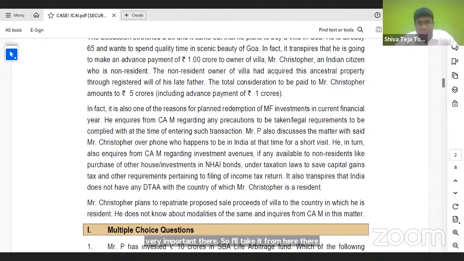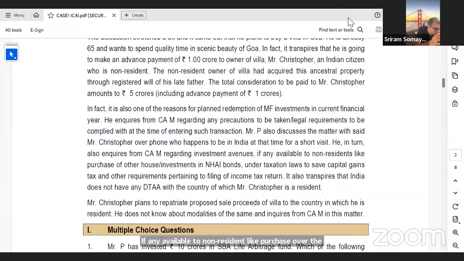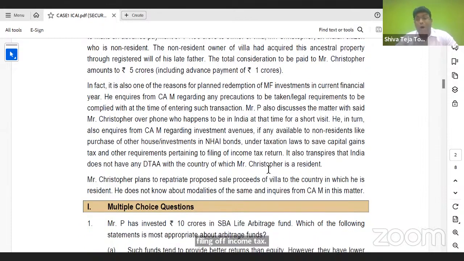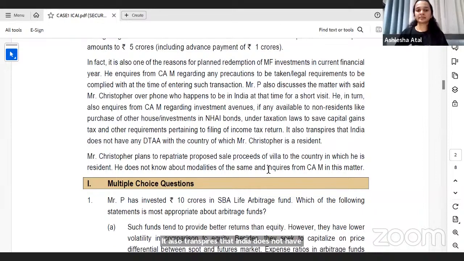He in turn also inquires from CAM regarding investment avenues, if any available to a non-resident, like purchase of a house, investment in NHI bonds. The moment you look at purchase of a house, he basically sold some mutual funds and is going to put that money in purchase of a house and also in purchase of NHI bonds. Your capital gain exemption should immediately strike your brain. That's very important. Under taxation laws, to save capital gains tax and also requirements pertaining to filing of income tax return. It also transpires that India does not have DTAA with the country of Mr. Christopher, who is a resident of that particular country. So that's an interesting line.